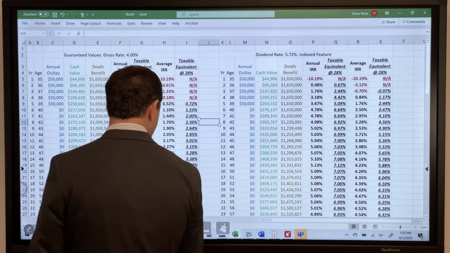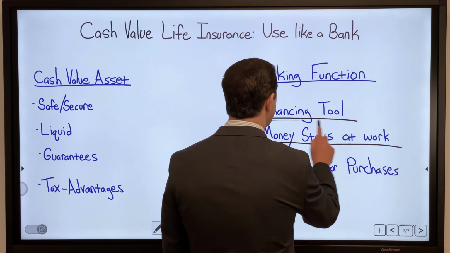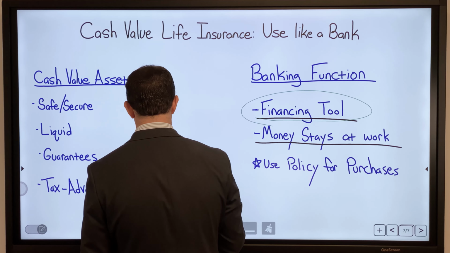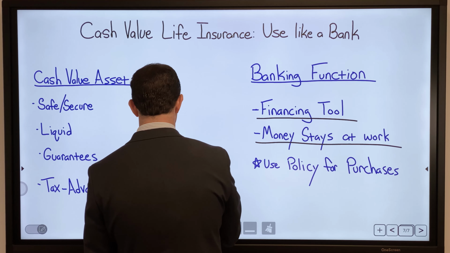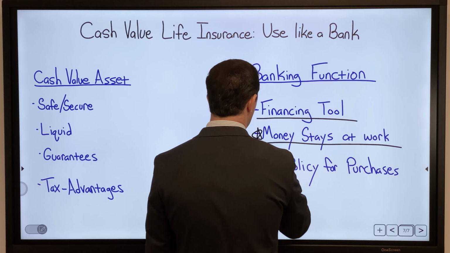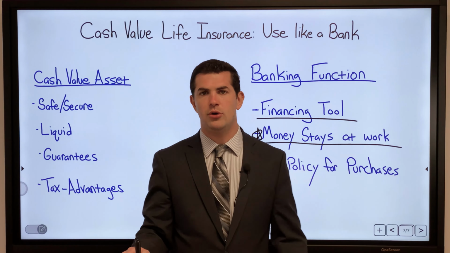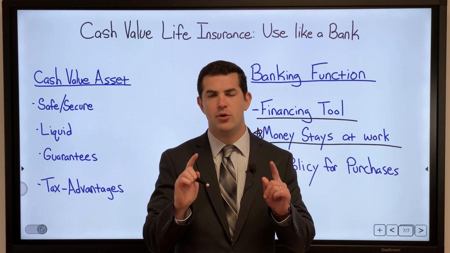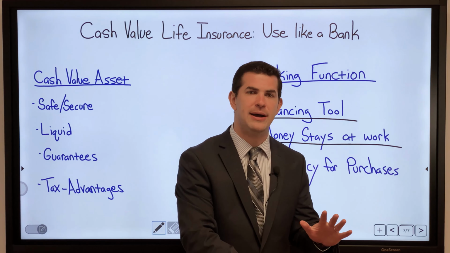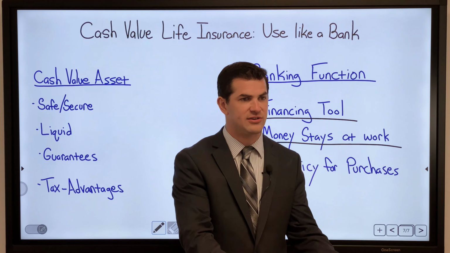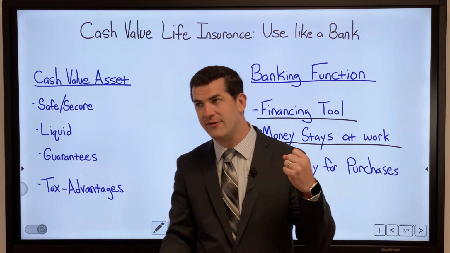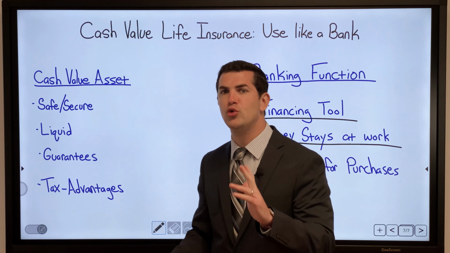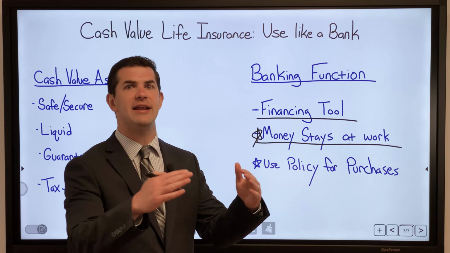Let's take a look at using the money. So again, now we're going to look at the banking function more so. So money stays at work for me, right? I want to use it as a financing tool here. There we go. Unique feature to a policy. You saw that growth over time, the returns based off the different assumptions. Once that money's in the policy, regardless if you let it stay there and grow, or if you loan against it, if you borrow against it, you continue to receive compounding on the entire bucket of money.